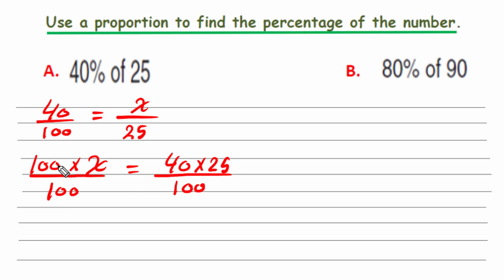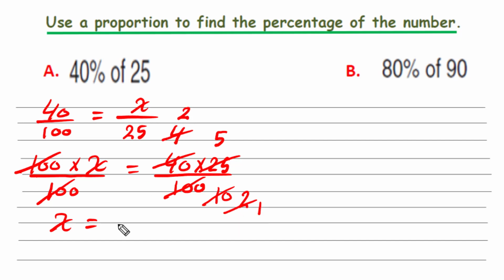Now to find the value of x, we will divide both sides by the coefficient of x, which is 100. Cancel out common factors, we get x equals 40 over 100 times 25. 40 and 100 are divisible by 10. 40 divided by 10 equals 4. 100 divided by 10 equals 10. 25 and 10 are divisible by 5. 10 divided by 5 equals 2. 25 divided by 5 equals 5. 4 divided by 2 equals what? Yes, equals 2. Now x equals 2 times 5. Just multiply the remaining factors. We get x equals 10 in the simplest form.